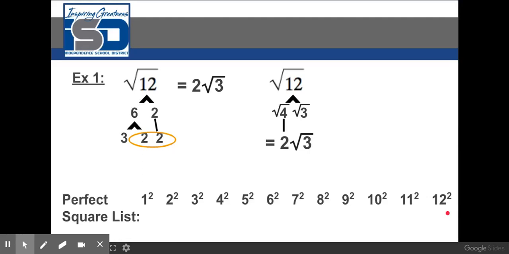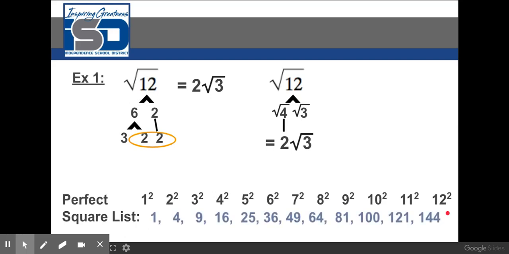So let's go ahead and make a perfect square list. I'm only making the list up to 12, but feel free to take it as far as you want to. If I were to square all these numbers, we would get a list of 1, 4, 9, 16, 25, 36, 49, 64, 81, 100, 121, and 144. This list is going to appear on the bottom of the PowerPoint. I would just make sure that you write this down in your own notebook, especially for the independent practice.